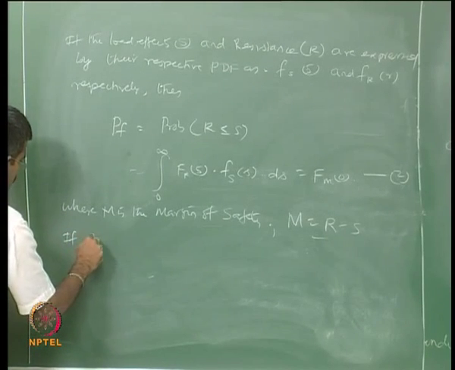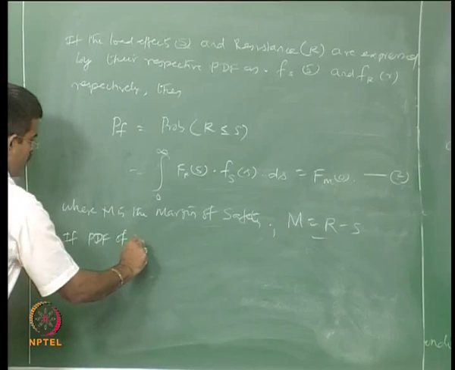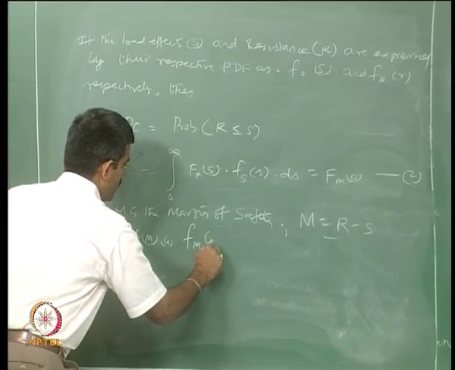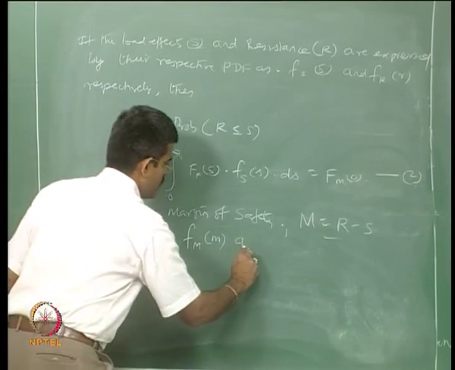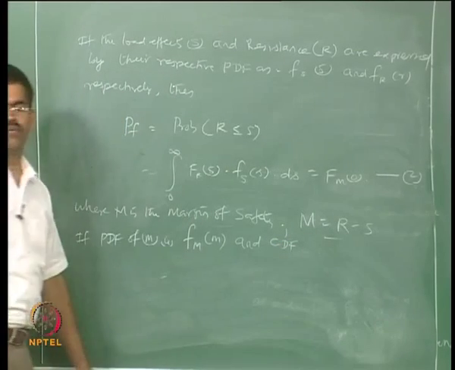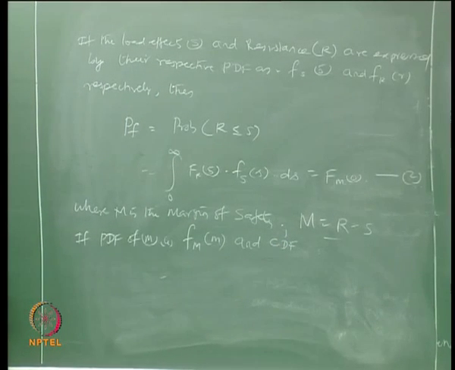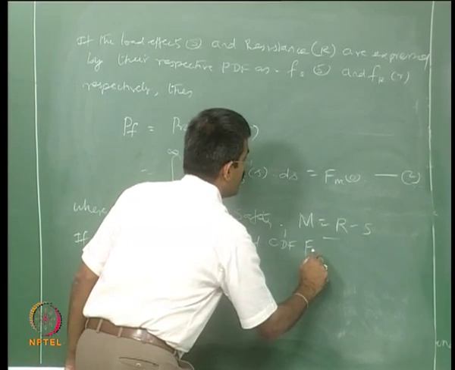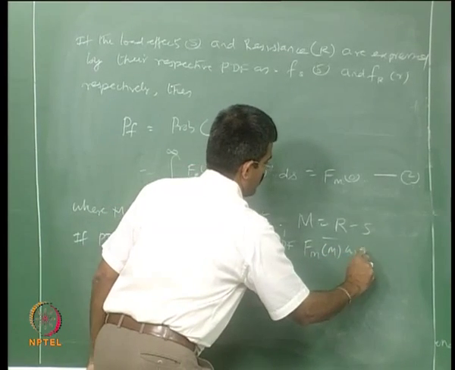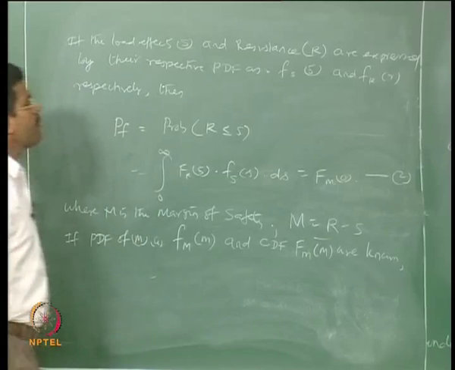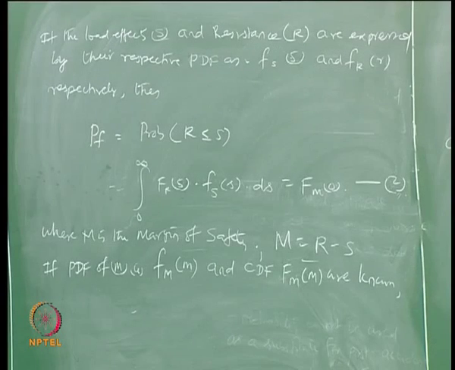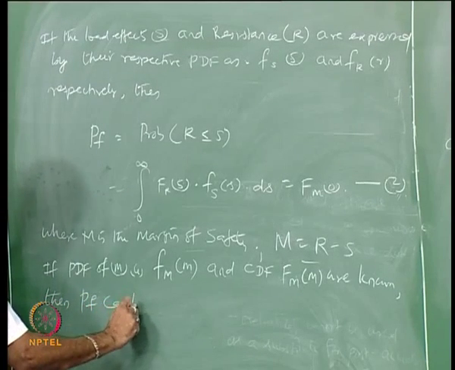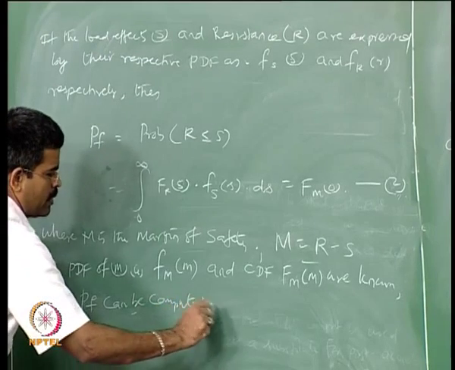If the probability density function of m, that is f of m, and CDF, cumulative distribution function, f of m of n are known, then probability of failure can be computed analytically.